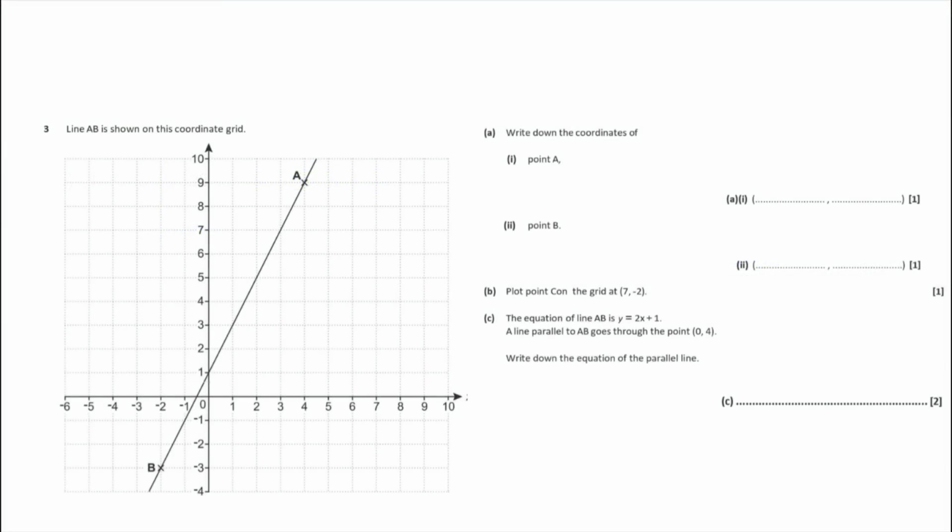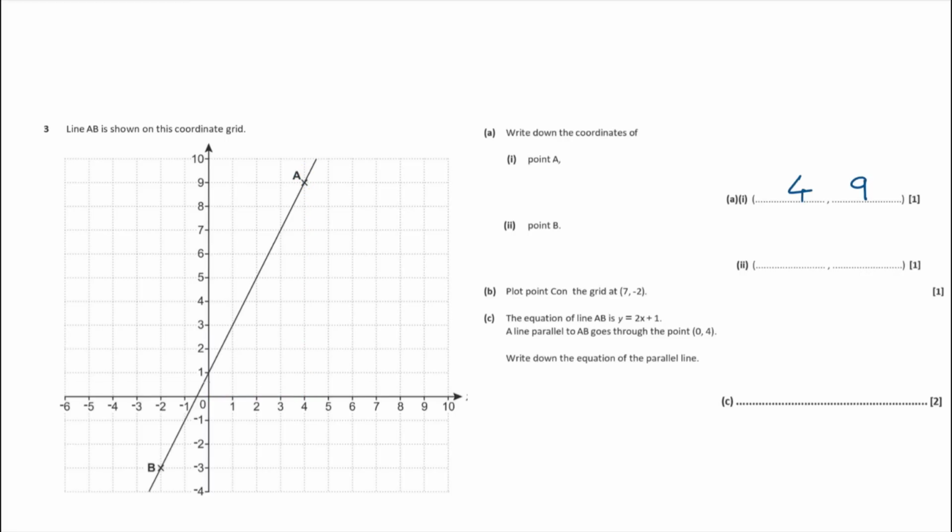The line AB is shown on the coordinate grid. Part A says write down the coordinates of the point A. Well, the point A is the one labelled A up here. And the coordinates are along the corridor up the stairs, aren't they? So 1, 2, 3, 4 along and 1, 2, 3, 4, 5, 6, 7, 8, 9 up. So this is coordinate 4, 9, isn't it? Okay.